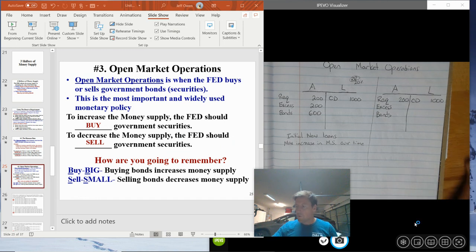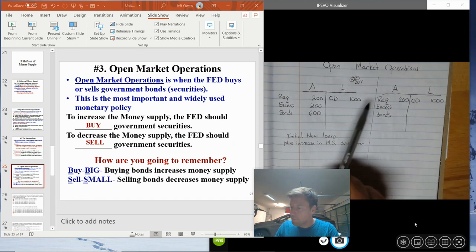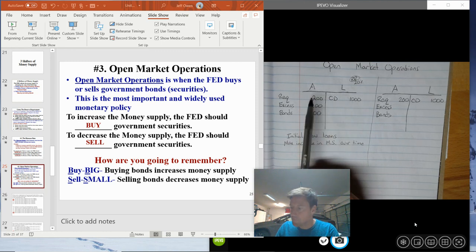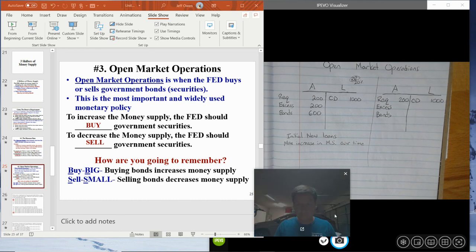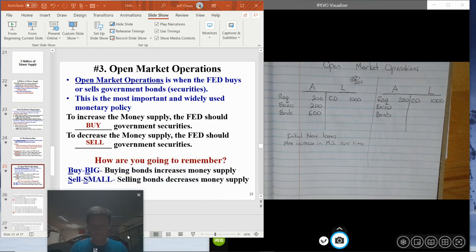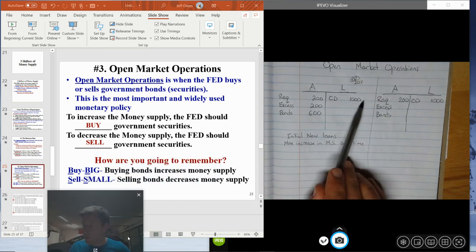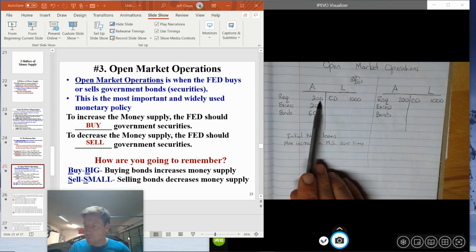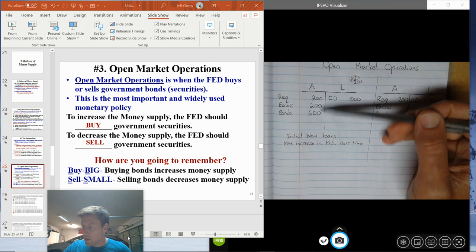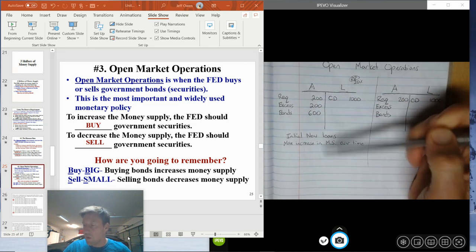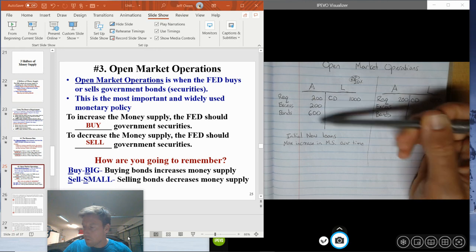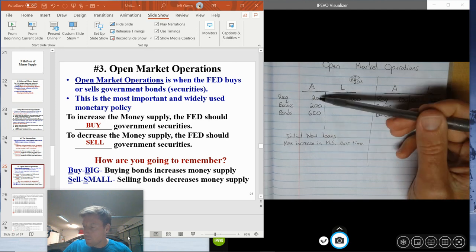So let's imagine here that this bank has $1,000 in checkable deposits. The required reserve in this economy is 20%. So this bank has to hold on to $200 in the required reserve. Now, looking at this bank balance sheet right now, their excess reserves should have been $800. 1,000 minus 200 is 800.